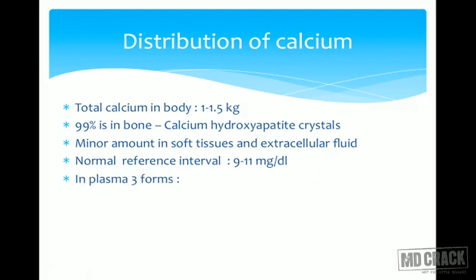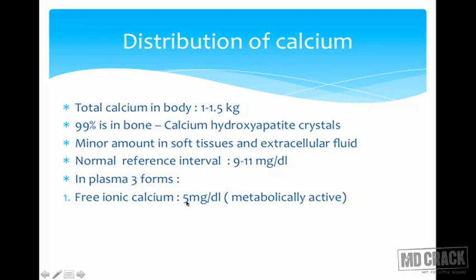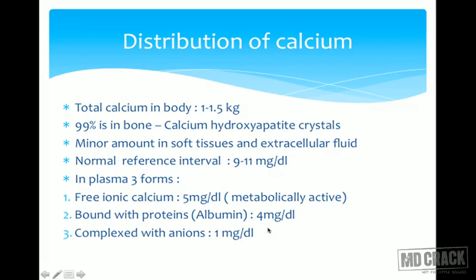Out of this, in the extracellular fluid, it exists in three forms. The free ionic calcium, which is 5 milligrams per dl, is the metabolically active calcium. It may be bound with proteins, especially albumin, which is the most important protein to which calcium binds. So around 4 milligrams is bound to proteins, and around 1 milligram per dl may be complexed with anions.